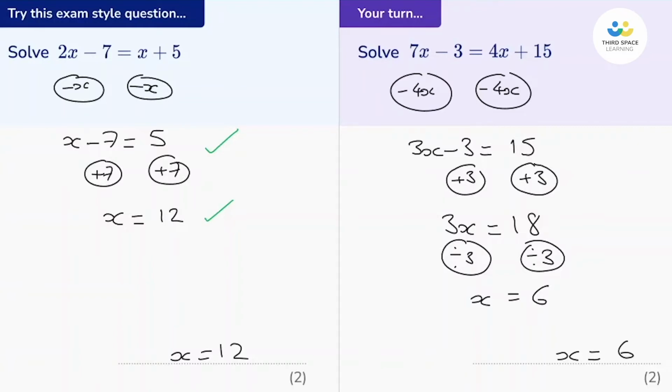And let's see where those marks come from. We're going to get 1 mark for a correct method to get the x by itself on one side, and the second mark comes from the correct answer.